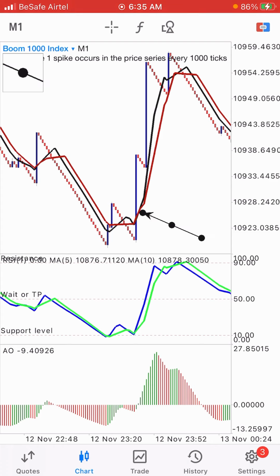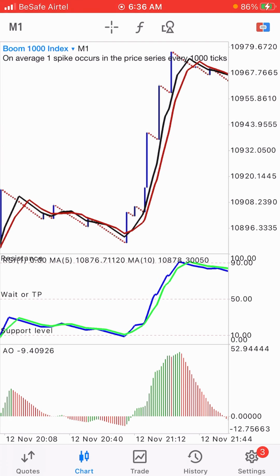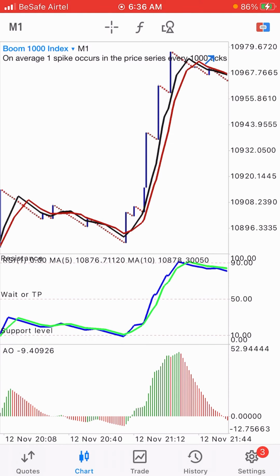Even though you're a professional or a beginner, this strategy is very simple for you to understand. You can see after this spike, this red and black line, they cross each other to the upside. That's our first confirmation. And you can see our second confirmation here. Price has gotten to the support level and is facing up. And the third confirmation, you need to see that the green candles are out already. You can see the green candles. This strategy is very, very simple and very easy to understand.